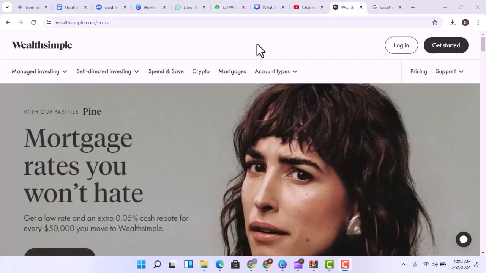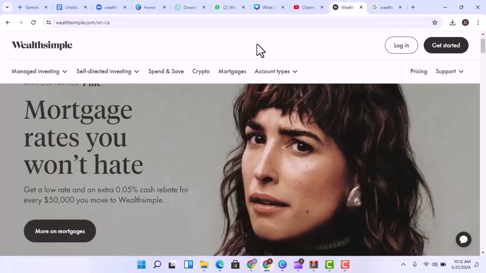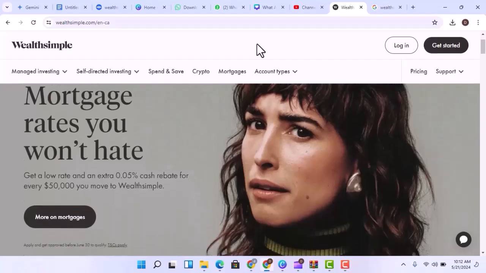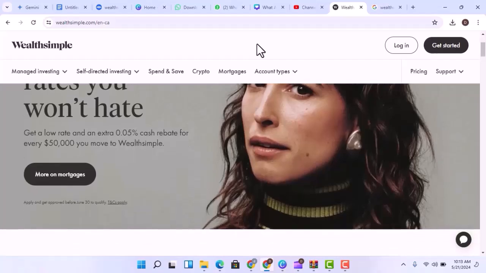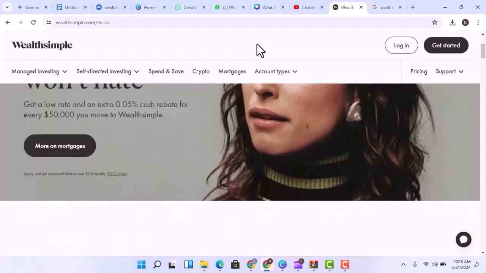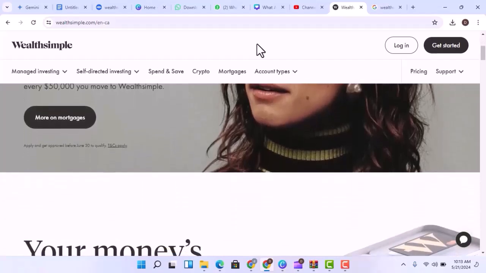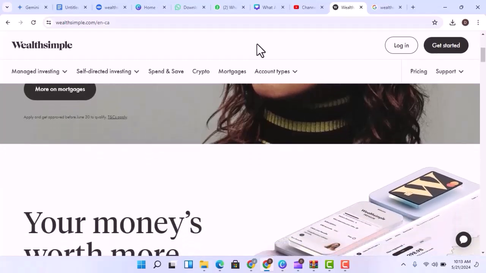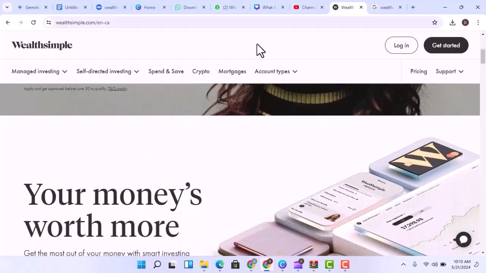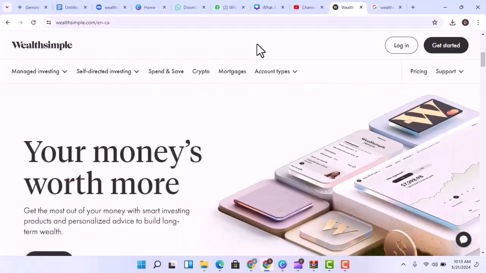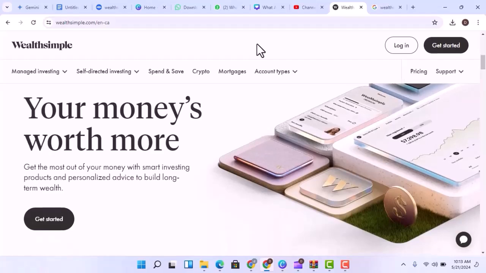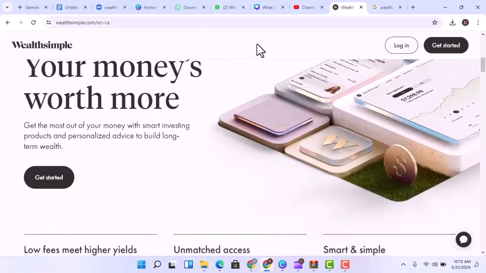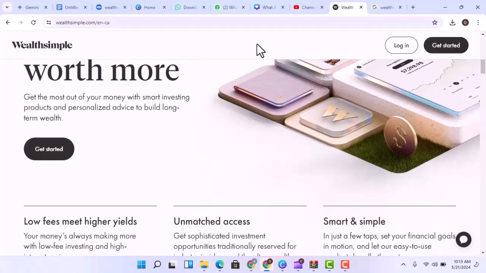Settlement periods. Keep in mind that there might be a slight delay between when you initiate a transfer and when the funds actually appear in your Wealthsimple account. This is because trades need to settle and any necessary paperwork needs to be processed. Transfer fees. While internal transfers between Wealthsimple accounts are typically free, there might be fees associated with external account transfers. These fees can vary depending on the departing financial institution, so be sure to check beforehand to avoid any surprises.